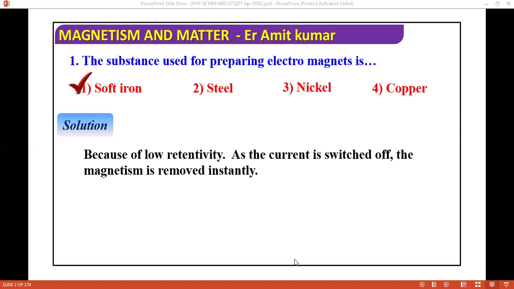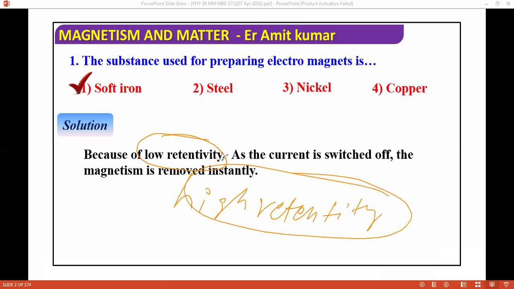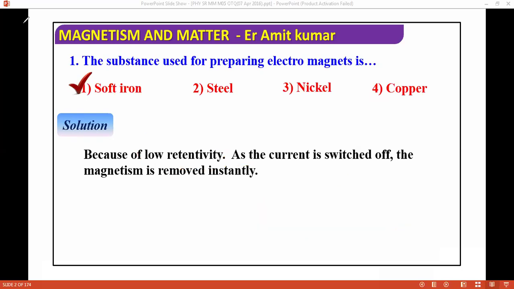You need to take care of this concept because questions are usually asked in examinations, and there we make some types of mistakes. So take care of low retentivity, because the options will also play with you and give you high retentivity. So don't be confused there. You need to take care of the concept that it is low retentivity. Is this clear? Okay, we are moving a little bit fast.